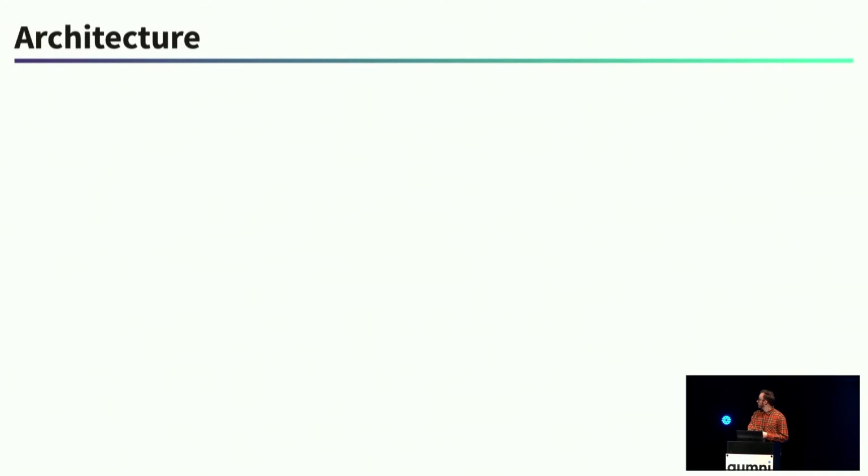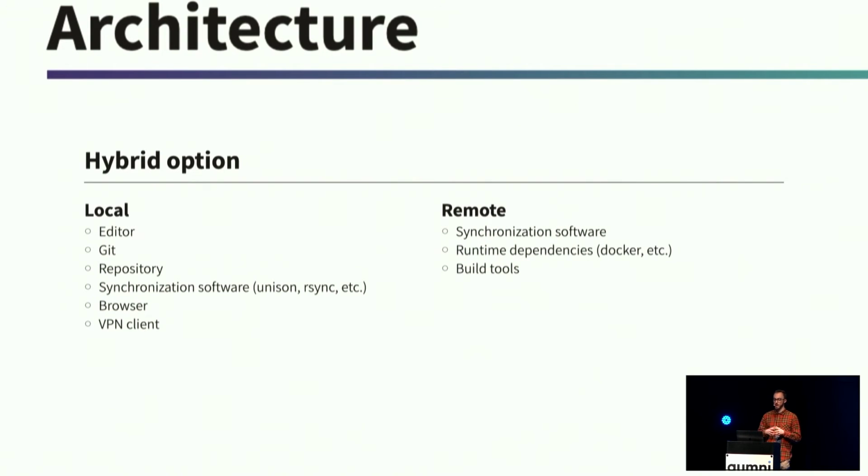I'm going to show a couple of high-level options, and they really represent more of a spectrum, so you can do things along this spectrum. On one side, you have what I call the hybrid option, where you still keep a lot of stuff local, like your editor. You have your Git installation, your repository checkout, your browser, and a VPN client so you can connect to your remote. You also have some synchronization software like rsync or Unison to sync your source code files over to your server. On the remote side, you have that same synchronization software, and then you have your runtime dependencies for your application, like Docker and your build tools and whatnot.